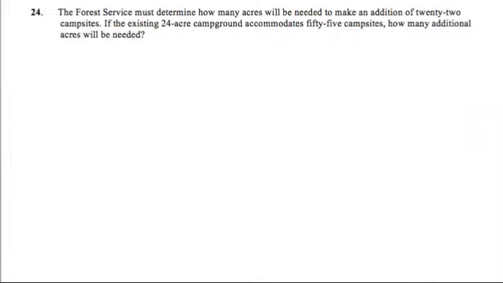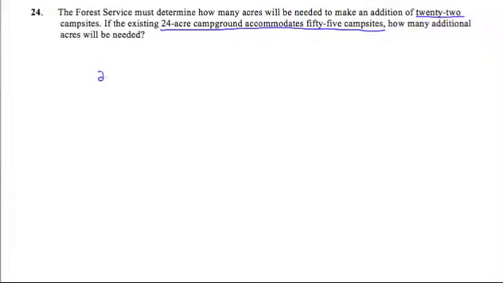All right, take a look now at question 24. The Forest Service must determine how many acres will be needed to make an additional 22 campsites. If the existing 24-acre campground accommodates 55 campsites, how many additional acres will be needed to accommodate this 22 more campsites? So this is a proportion problem, and our given ratio or rate here is this. In this case, it's a rate. It takes 24 acres to accommodate 55 campsites. So there is our given rate there.